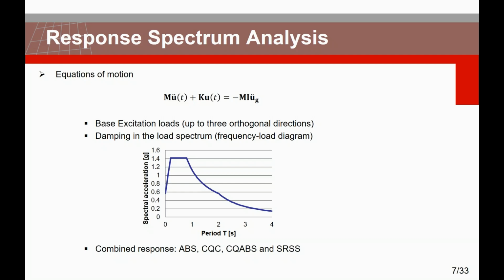We have the absolute sum rule, ABS, the standard complete quadratic combination rule, the CQC, the alternative complete quadratic combination with absolute superposition terms, the CQC ABS rule, and the square root of sum of squares, the SRSS rule. And in today's demo, we will use the ABS and the SRSS in our third analysis.